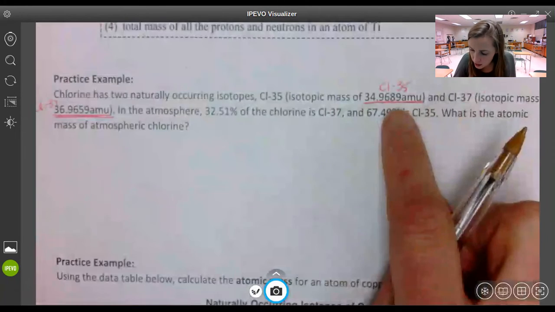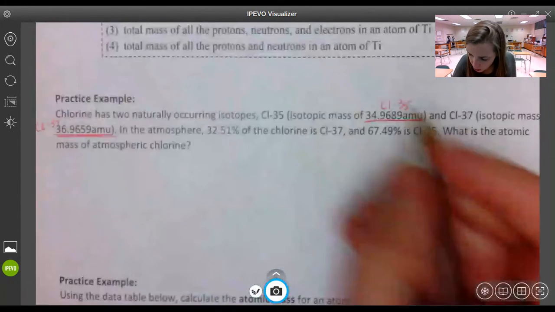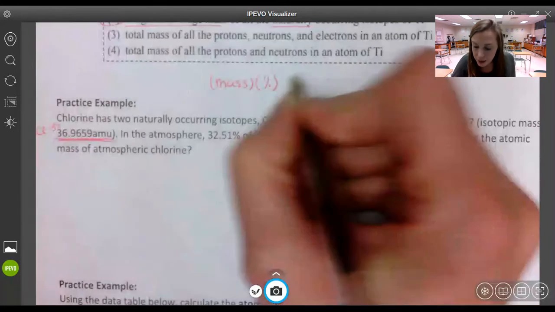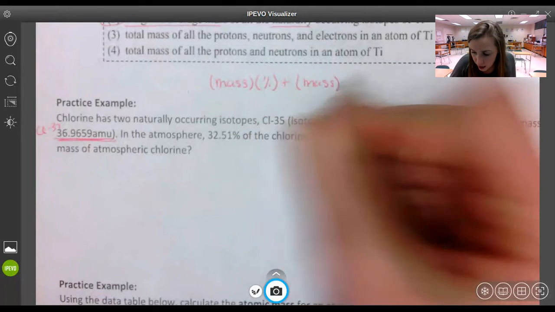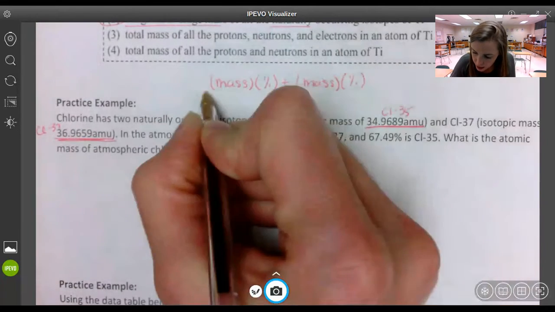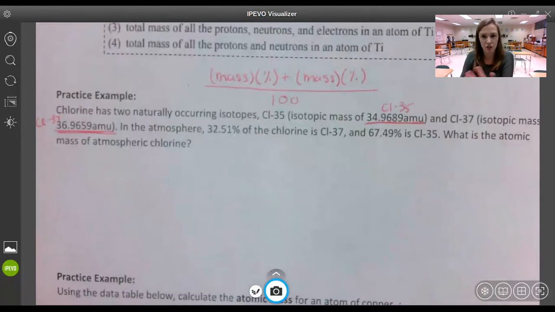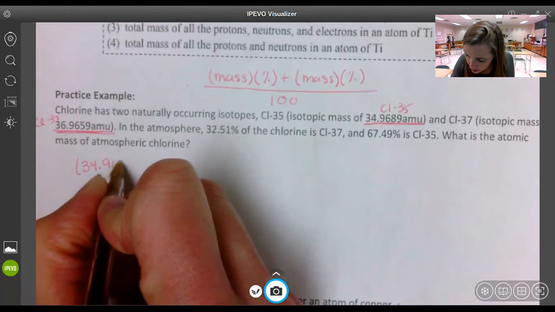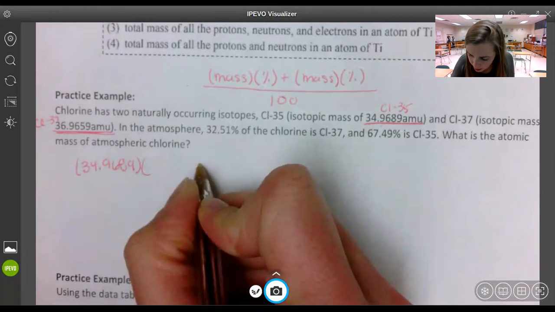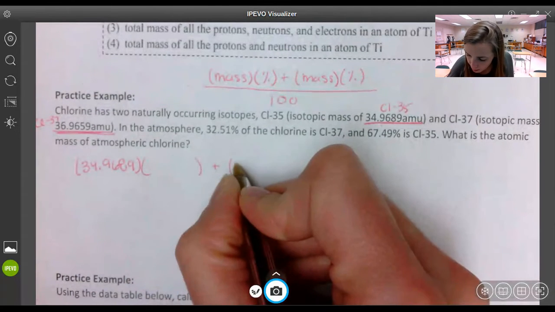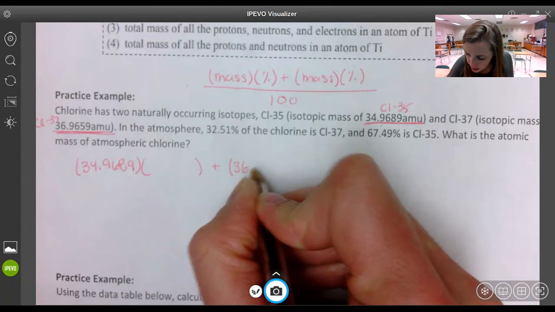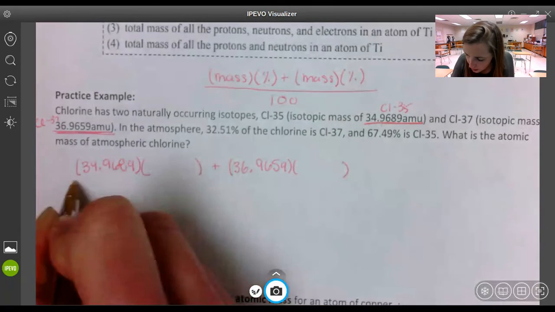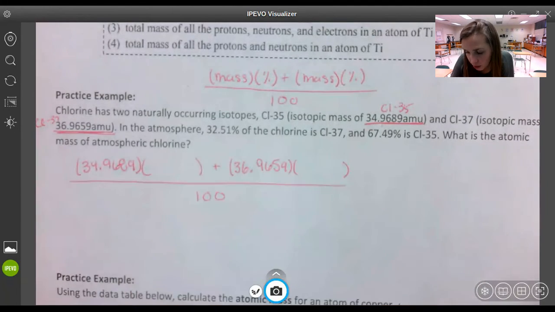So with this first part, I'm going to start with my 2 masses. What I'm going to be doing is I'm going to take the mass of the isotope times the percent abundance plus the mass of the other isotope times its percent abundance, and then I'm going to divide it all by 100. So that's going to be my first setup that I'll show you. So with this part here, I have my 34.9689. Okay, that's my mass. I'm going to leave a spot for my percent abundance. I'm going to write the mass of the chlorine 37, which is 36.9659. Leave its percentage, and then I'm going to put it all over 100.